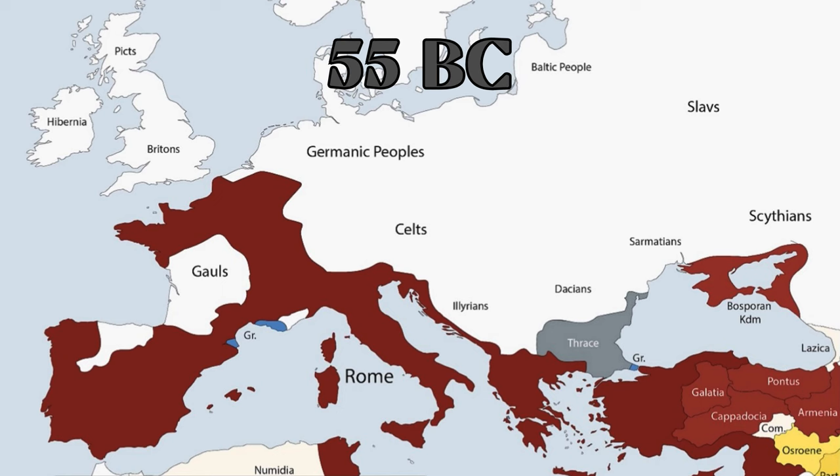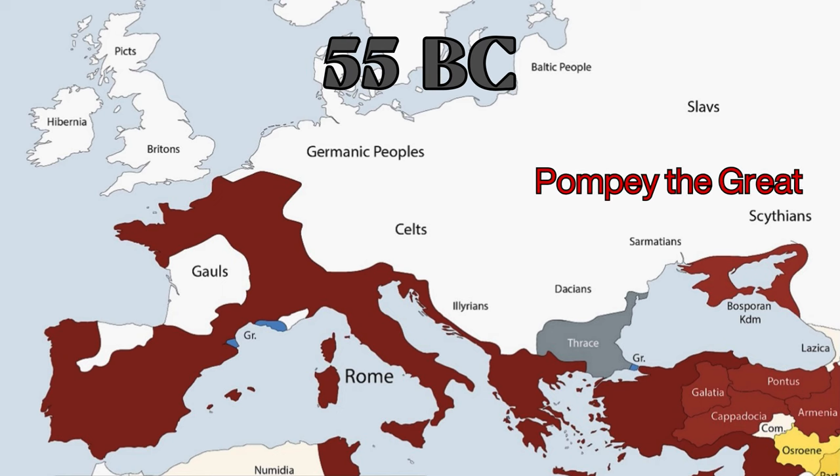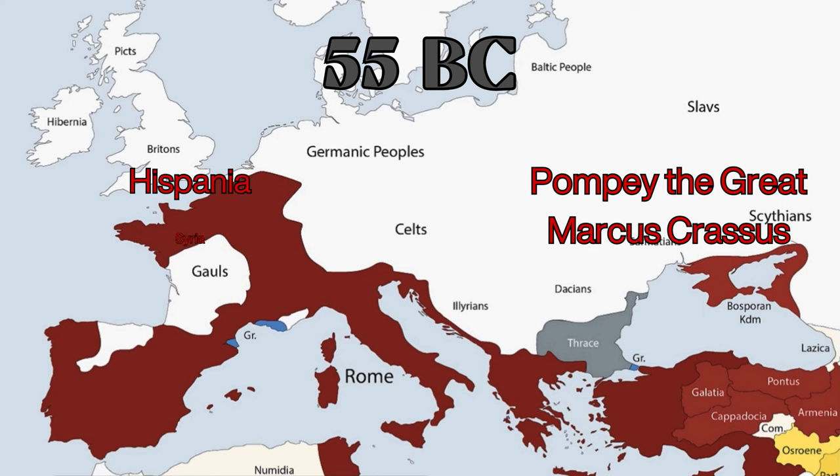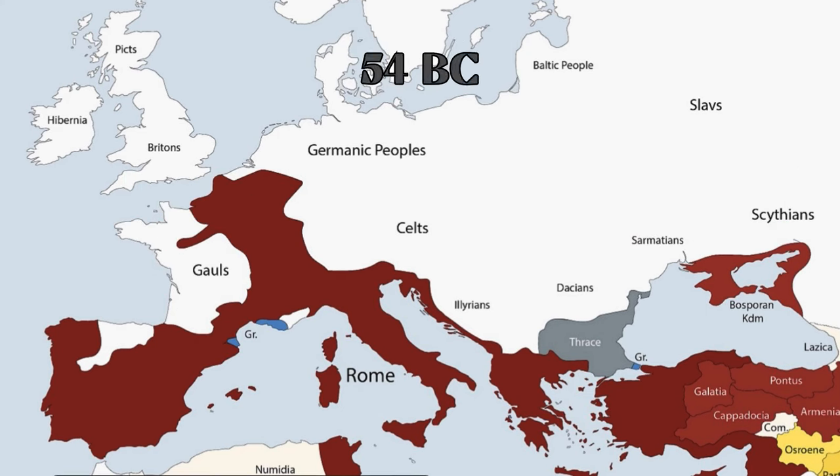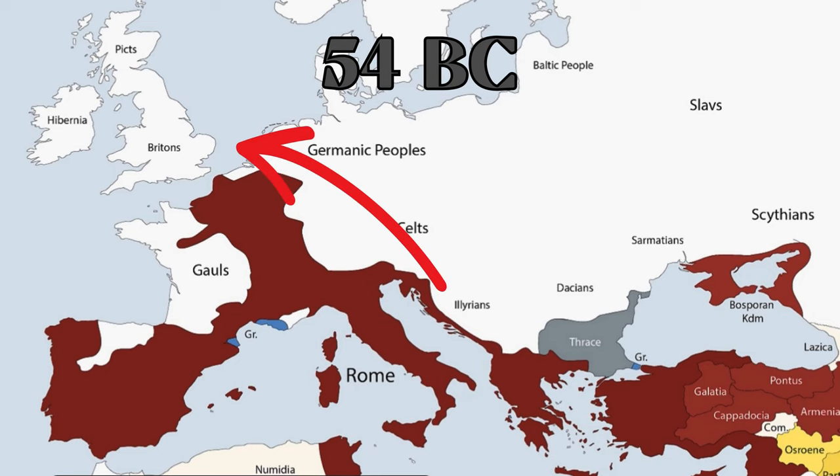55 BC. Pompey the Great and Marcus Crassus were elected consuls, with Pompey receiving control of Hispania and Crassus receiving Syria. 54 BC. Caesar embarked on a military campaign to Britain, while Crassus launched a campaign in Mesopotamia, resulting in the Battle of Carrhae.